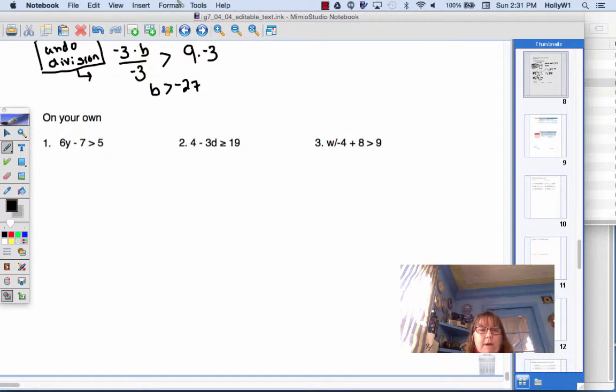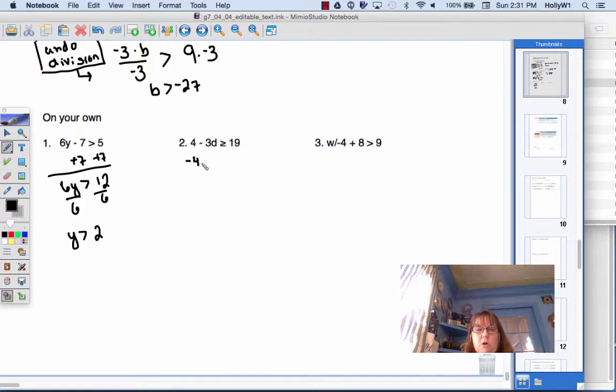So hi, welcome back. So in this case, we need to undo the subtraction, so we're going to add 7 to both sides. So we have 6y is greater than 12. We're going to divide both sides by 6, and y is going to be greater than 2. In this case, this is a positive 4, so to undo that, we subtract.